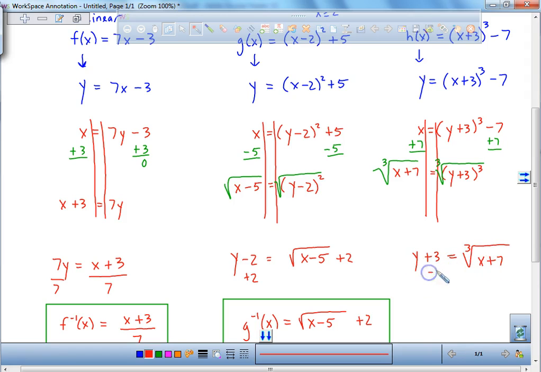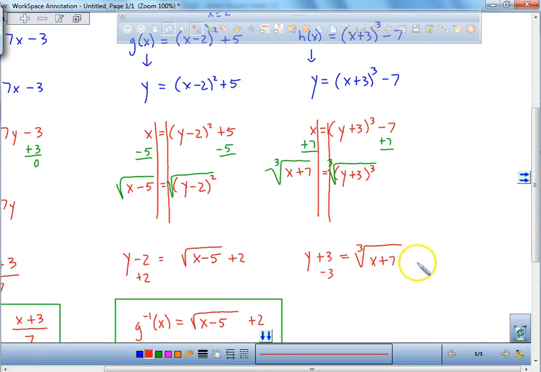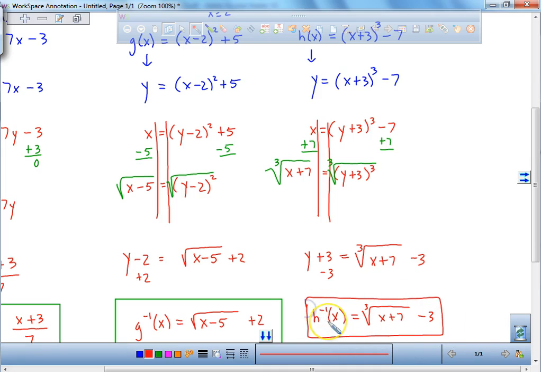And then you just take away 3 from this side and take away 3. So your final answer is the cubic root of x plus 7, minus 3. And notice, when you're dealing with cubic roots and cube root functions, you don't have to worry about restricting the inverse. Just make sure you put a 3 in the index.